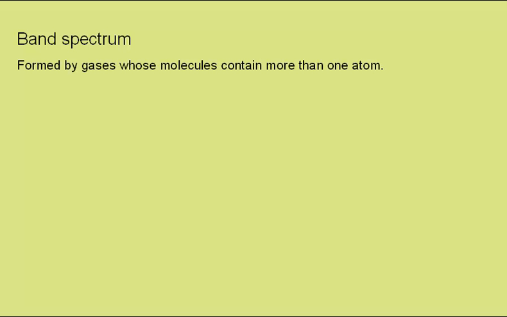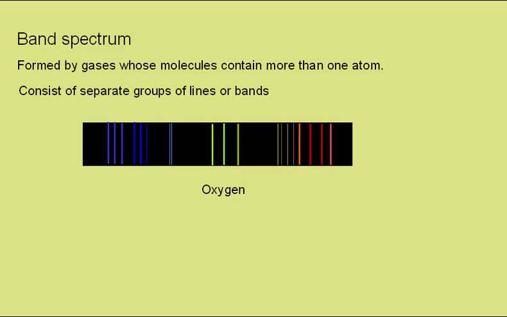Band spectra. These are formed by gases whose molecules contain more than one atom, like the diatomic molecules oxygen, nitrogen, etc., as well as things like carbon dioxide, carbon monoxide, water, and so on. They consist of separate groups of lines or bands of lines. This, for example, is the band spectra of oxygen. You'll see we have a band of reddish lines, a band of greenish lines, and a band of bluish lines.